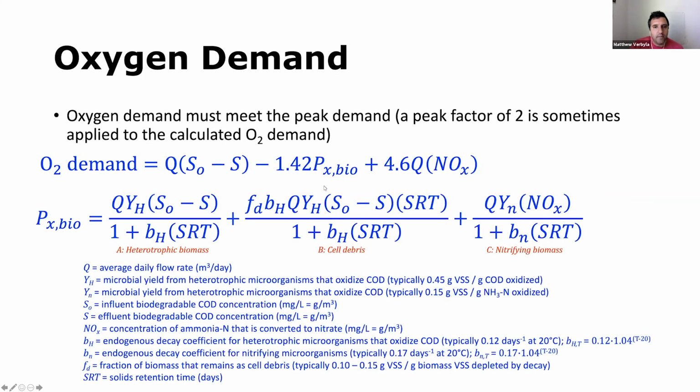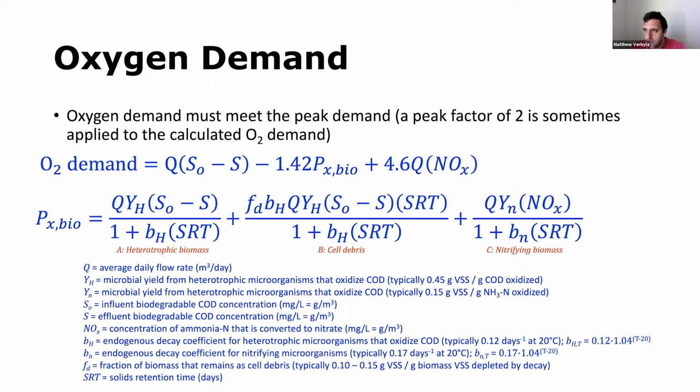All right, so this PX bio can be broken down into 3 different components, right? There's biomass from the heterotrophic bacteria. These are the bacteria that are degrading carbon compounds into CO2 in the presence of oxygen. We've got cell debris, which is a separate component from the biomass. So cell debris is kind of that portion of the biomass that hangs around after it's not really easily degraded by other bacteria.